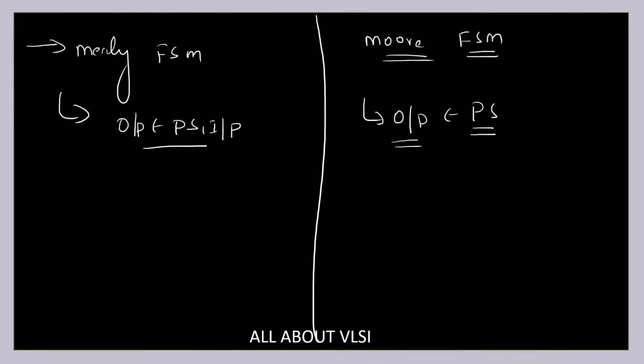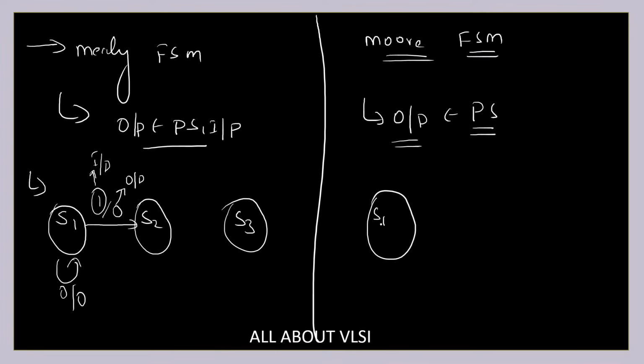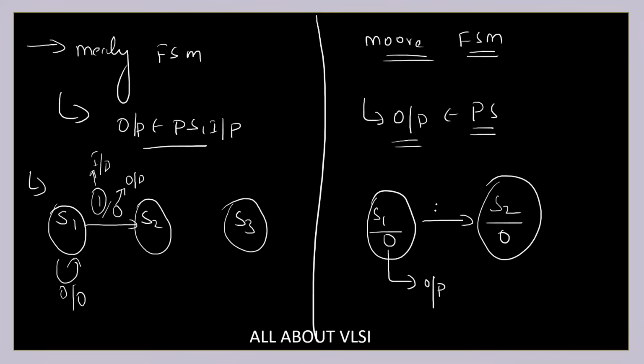And in terms of my state diagram, if I want to represent, Mealy FSM is going to look like this. You are going to have different kinds of states, let's say S1, S2, and S3. And depending upon your input, you're going to move towards the next state. This is my input, and this is my output. And in the case of my Moore FSM, I'm going to represent my output with respect to my states. So this is my state and this is my output, and depending upon my input, I'm going to change my state.